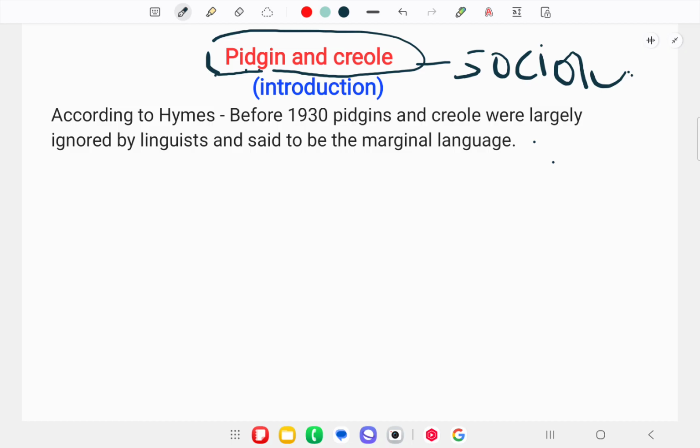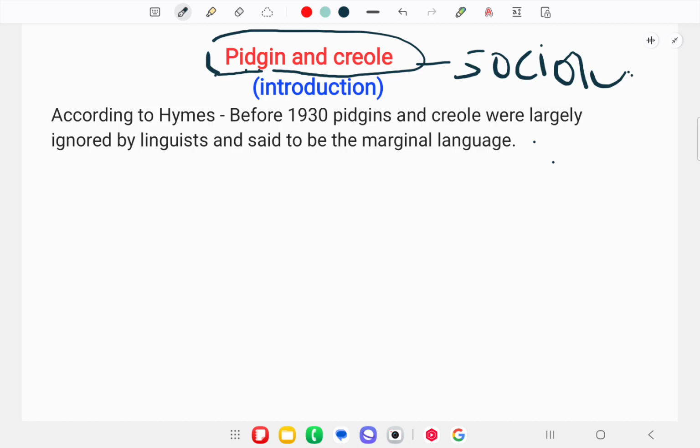we can assume its definition by its name: the branch of linguistics that deals with social phenomena as well as the language. It deals with the relationship between language and society, and we can also say that it examines the social factors that influence language and how language affects our society.